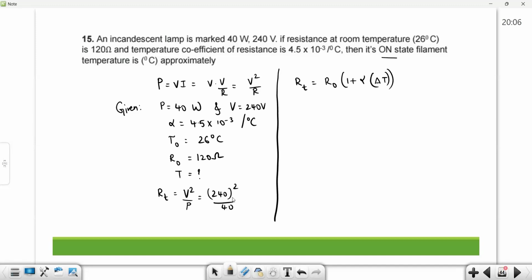What will be the answer? 240 square by 40. Yes. It will be 240 into 6, which is 1440 ohms. Okay. This will be the resistance. Here 1440 is equal to R naught, which is given as 120, into (1 plus alpha). What is the value of alpha? Alpha is 4.5 into 10 power minus 3, into delta T. Now if you solve overall, what will be the delta T?